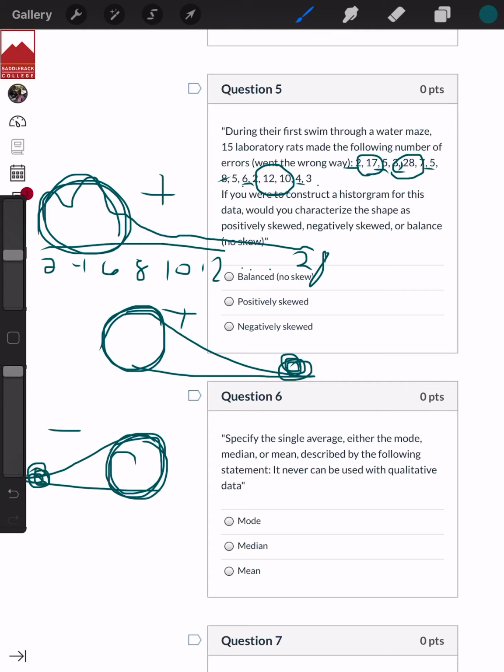So really the trick to determining whether it's positive or negative skew is finding the different number that doesn't seem to match. So it's kind of like one of those childhood games of what doesn't belong. This 28 didn't belong. It made our distribution positively skewed.